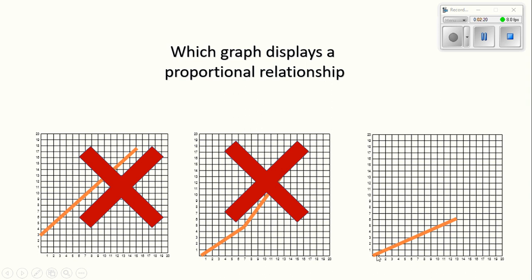Now on our last one, the line is straight and it goes through 0. This displays a proportional relationship, which means from beginning to end, our rate is going to be the same. If I look at this rate, it goes up 1 over 2, up 1 over 2, up 1 over 2. And it will keep on doing that indefinitely, and that's a rate of 1/2. So this would definitely display a proportional relationship.